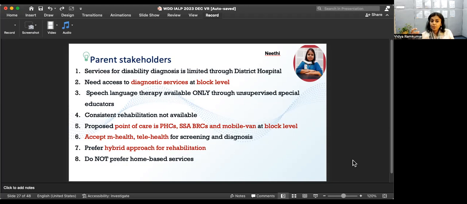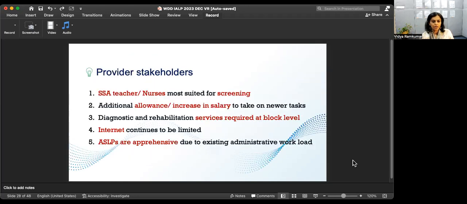They also clearly said while they are good with telehealth for screening and diagnostics, they preferred a hybrid approach for rehabilitation. And they did not want us to come to their homes, or they were not expecting services at homes, but they were okay to step out somewhere for services. These were very, very important lessons that we built into the model.